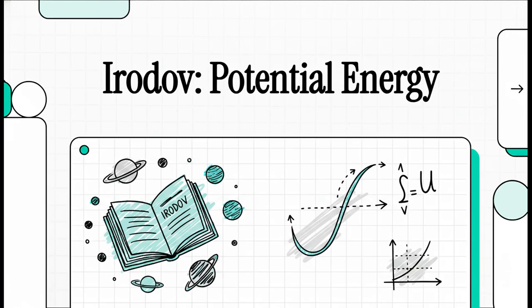Welcome to The Explainer. If you've ever wrestled with a tough physics problem book, you definitely know the name Irodov. It is absolutely legendary. So today we're going to dive into one of those problems, a real classic on gravitational potential energy, and we're going to solve it step by step.